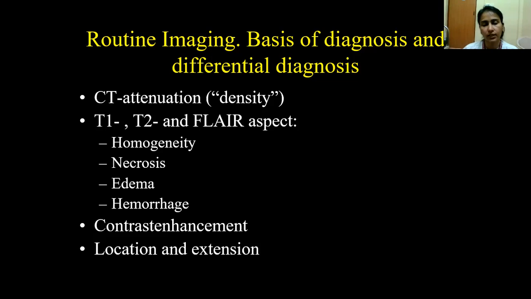T1 for anatomy. In T2, we have to find out if it is hyperintense or hypointense. And then we go to FLAIR. FLAIR is very important for the diagnosis because the fluid will be suppressed and you can identify the lesion very well. Next, we go to contrast enhancement. Contrast enhancement will help us after we study the basic non-contrast MRI.